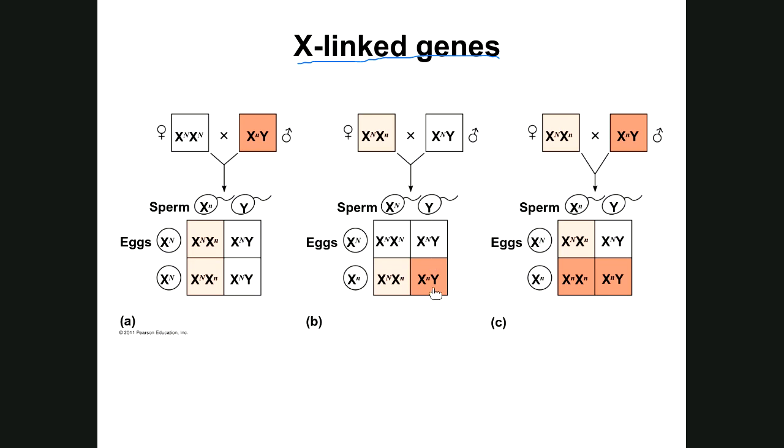So if mom on one of her X chromosomes is carrying a recessive allele, if the male offspring inherits an X chromosome with that recessive allele, it has to have come from mom because the son is inheriting a Y chromosome from dad. Any genetic information inherited on an X chromosome by the male offspring is coming from mom, whereas the daughter is inheriting an X chromosome from both parents.